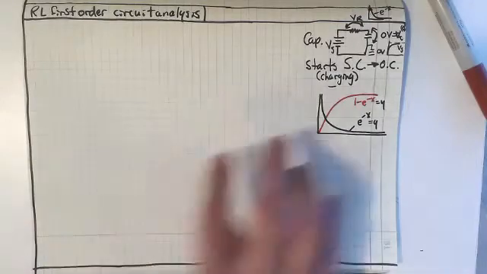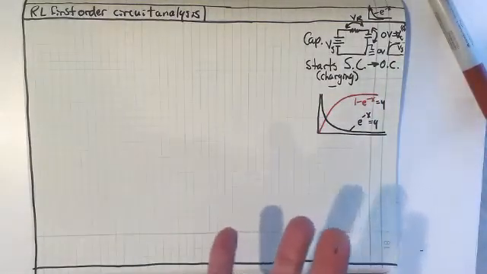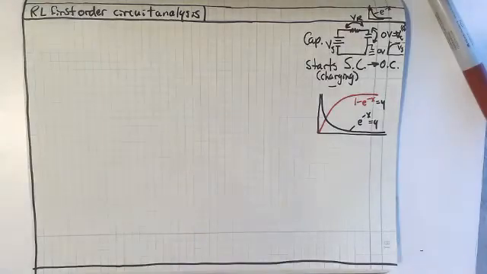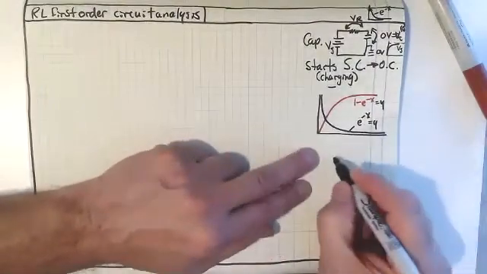Those are the two different types of charging and discharging, and they work for the inductor as well as they work for the capacitor. And that's what I'm here today to do. So I'm here to look at the RL circuit.